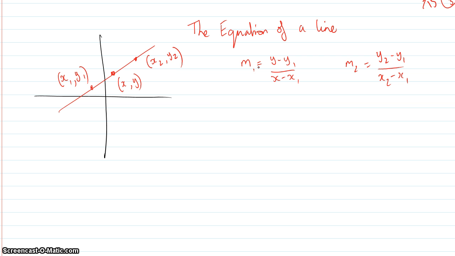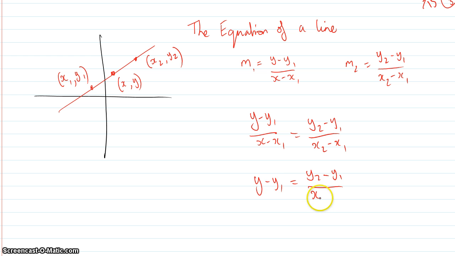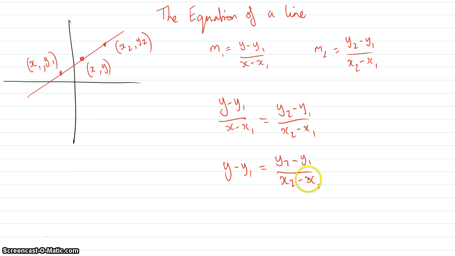Now I also know that because the gradients are the same, I can make these two things equal each other. If m1 equals m2, that's true because the gradient's always the same, then I can say y minus y1 over x minus x1 equals y2 minus y1 over x2 minus x1. Okay, which looks a bit ugly, but it's actually quite helpful. I'm just going to rearrange that to make it look a little bit nicer. I'm going to multiply both sides by x minus x1. So I get y minus y1 on one side, and I've got this gradient formula here that you guys have seen before, y2 minus y1 over x2 minus x1. Whoops, that last one should be an x1, and then that's all multiplied by x minus x1.